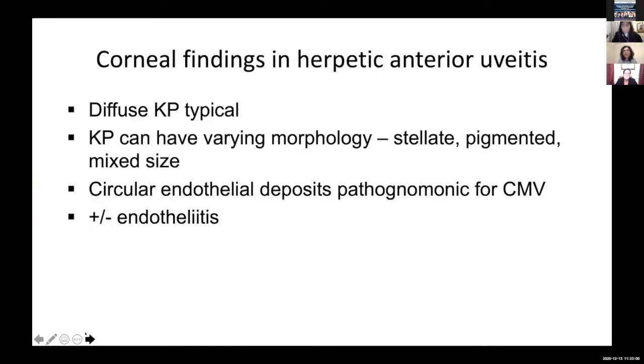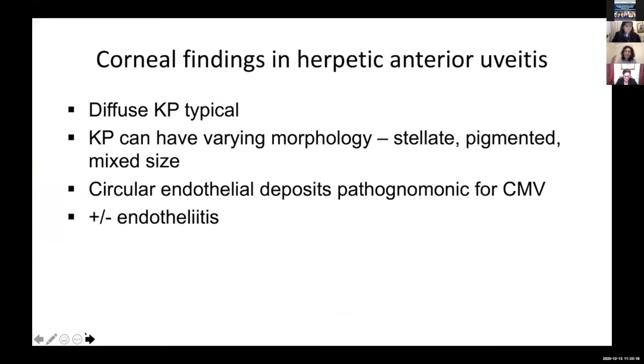A little bit more into the corneal findings in herpetic anterior uveitis, which encompasses many different viruses, HSV, VZV, CMV. Some of the things about the cornea are that the keratic precipitates are commonly, in my experience, and I think most people's experience, diffuse.